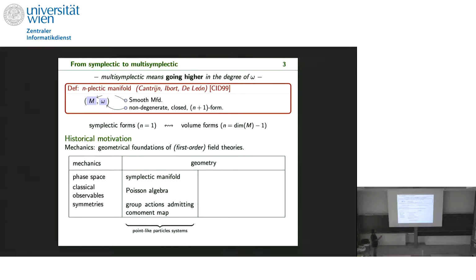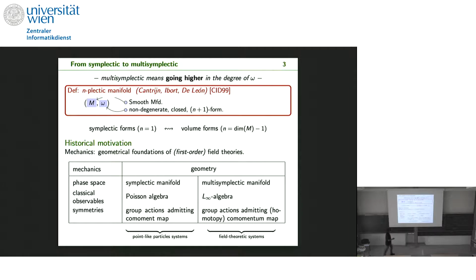We can try to draw a dictionary where in mechanics we have the notions of phase space, observables, and symmetries. When you consider point-like particle systems, so systems with a discrete set of degrees of freedom, you can make them correspond to well-defined notions in mathematics. The phase space is a symplectic manifold, observables form a Poisson algebra, and symmetries are group actions admitting a comoment map.